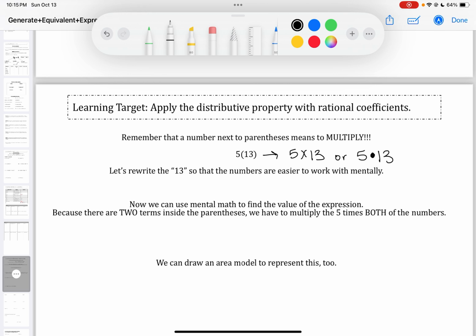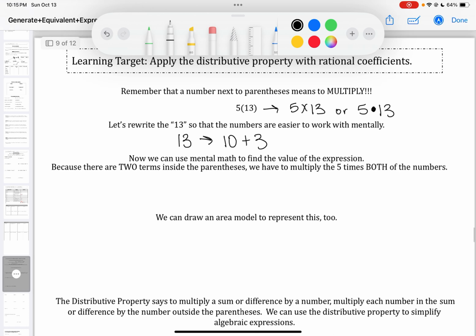So we are going to rewrite 13 so we can split it up between what's in the tens place and what's in the ones place. So 13 can be written as 10 plus 3. 13 in the tens place is just 10, and in the ones place it is 3. So now if I wanted to, I could use an area model. You guys learned this in elementary school. This is just kind of a brief reminder.